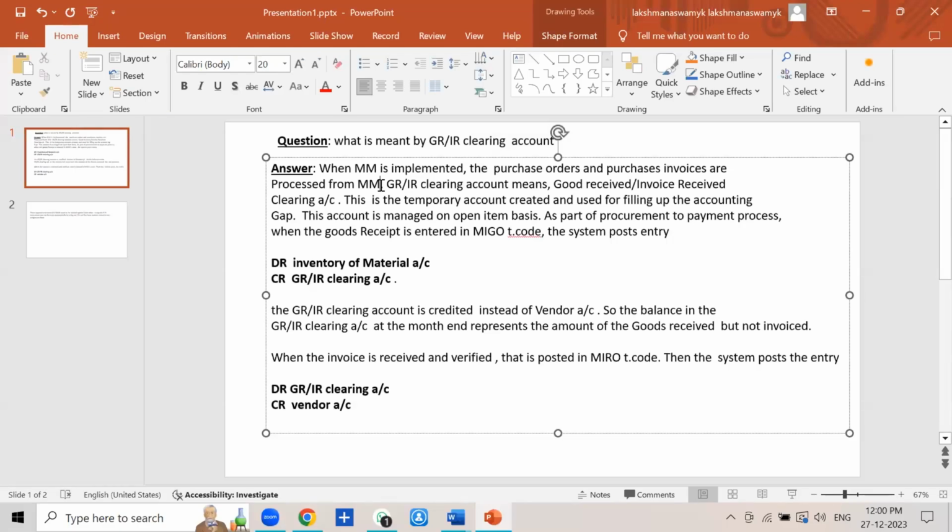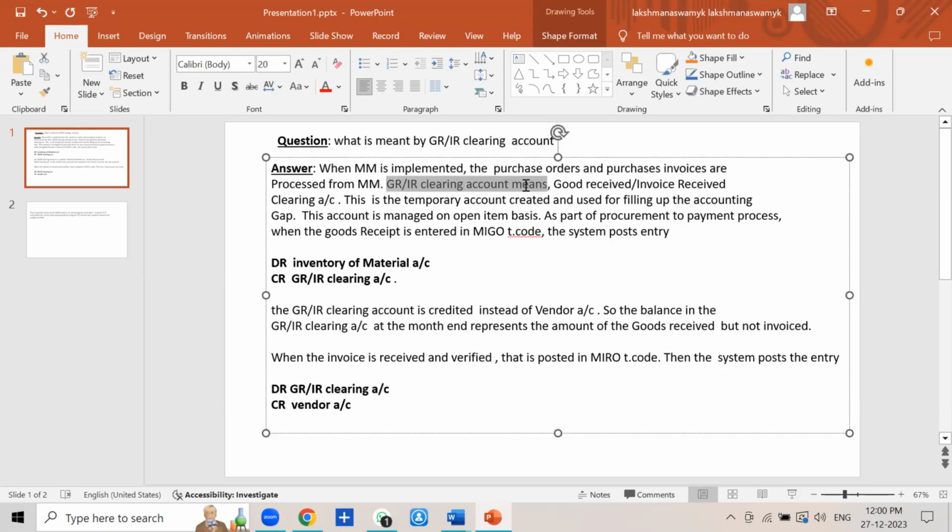So when the MM is integrated, the purchase orders, purchase invoices, and then the purchase returns are always processed from MM. Then the FI component, that is accounts payable in the FI component, is used to process the payments. So when the MM is implemented, it is compulsorily integrated with FI. Then the purchase invoices are processed from materials management. So there we follow the procurement to payment procedure, right? So when MM is implemented, the purchase orders and purchase invoices are processed from MM.